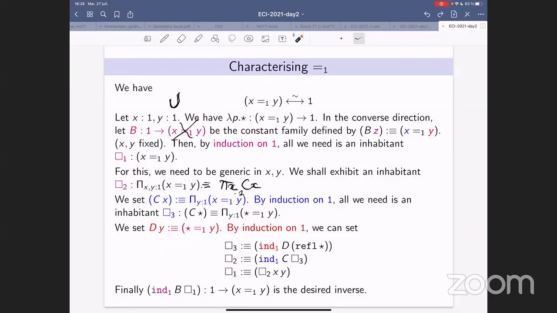So you see that I have used the red induction on 1 to define box 3, then the blue induction on 1 to define box 2 from box 3, and then I have used just a simple function application to get box 1 from box 2. Okay. And finally, I have used the purple induction here on 1 to derive from box 1 the desired function that goes from 1 to x equal y.